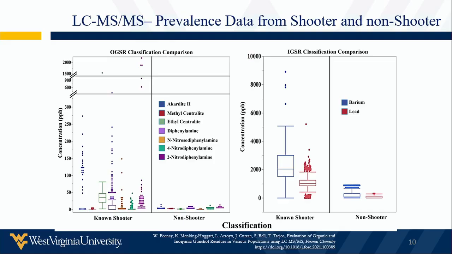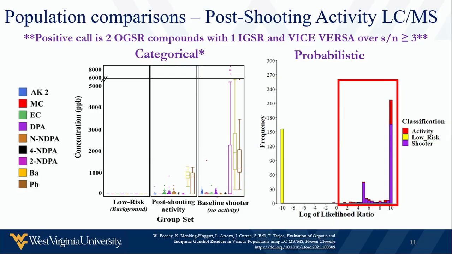So these plots over here show that we have found differences between the concentration levels of shooters and non-shooters. And in particular, I would like to raise your attention to the organic gunshot residue materials that are less prevalent than the inorganic ones, as we have seen in our study.